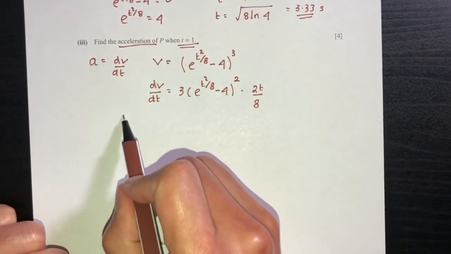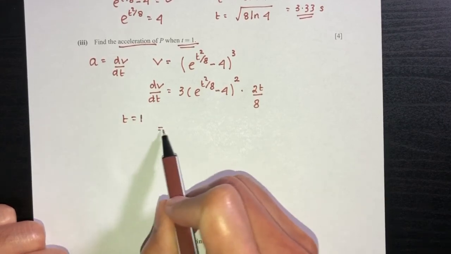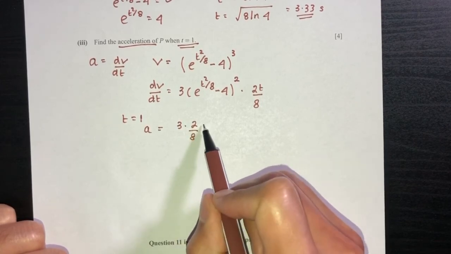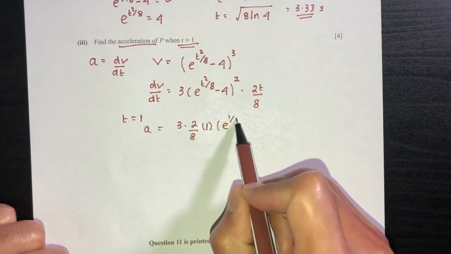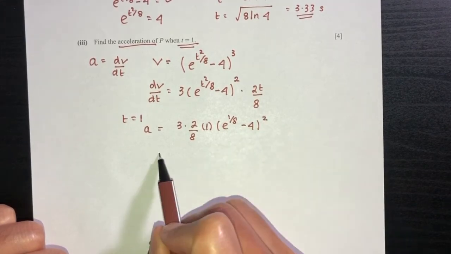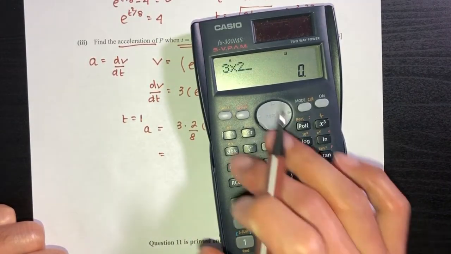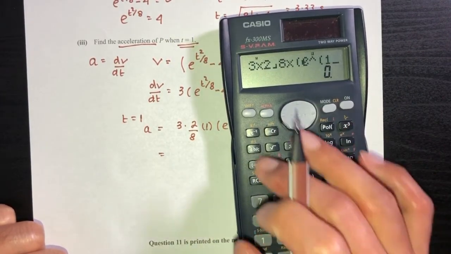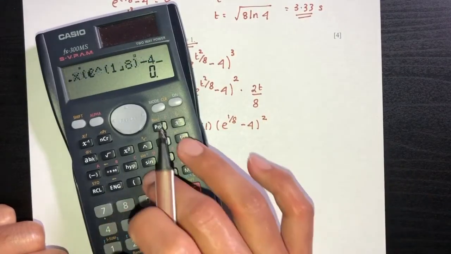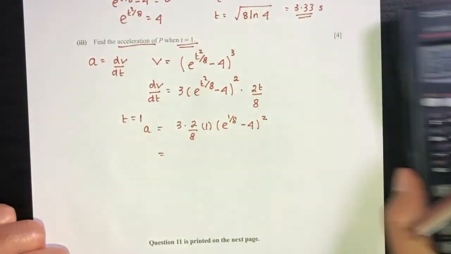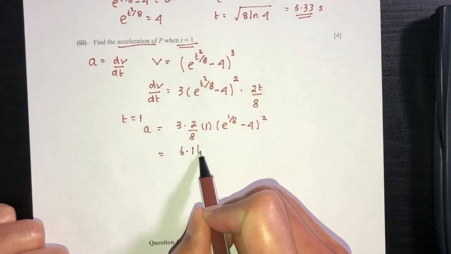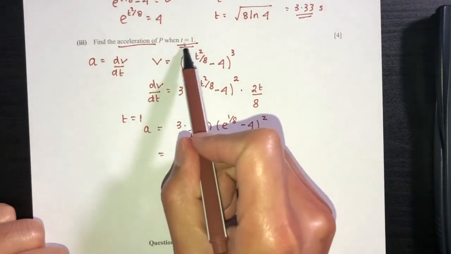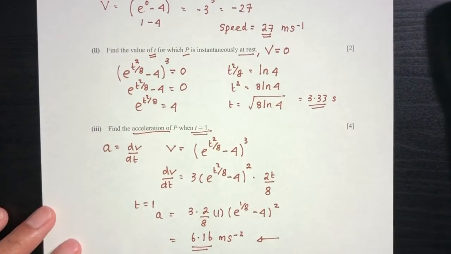Now let's simplify. We need to have t equal to 1. So replace, you will have a is equal to 3 times 2 over 8 times 1, that will be 1 over 8 minus 4 power 2. So you'll have 3 times 2 over 8 times e to the power 1 over 8 minus 4, squared. That should be 6.16. So your acceleration will be 6.16 meters per second squared. That is your value for a when the value of t is equal to 1. And that is your question number 9.